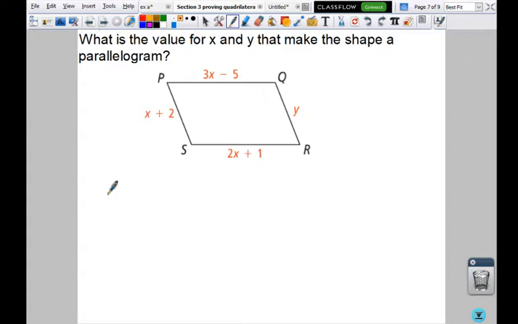These ones are pretty similar. We're going to find the values for each x and y that make the shape a parallelogram. So, let's look at these. What we have are opposite sides, right? What do we know about opposite sides of parallelograms?